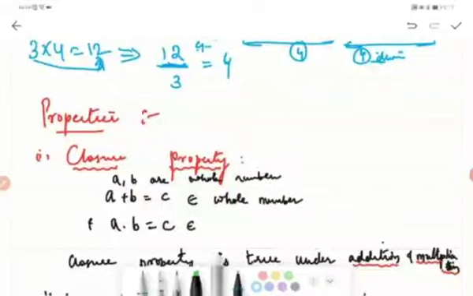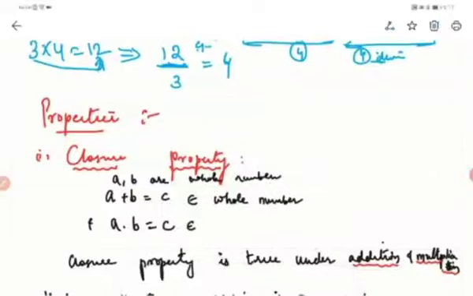Okay, students, today in this video I'm going to discuss properties of whole numbers. These properties are important and very useful also, and when a problem is given, you can use these properties and simplify that problem and solve it easily. So understand the properties with concentration. The first property is the closure property.